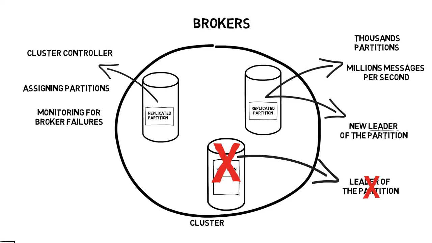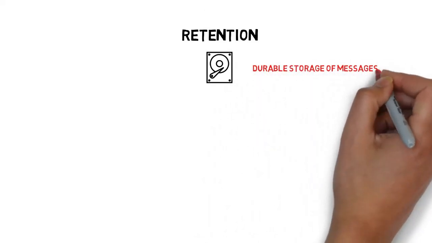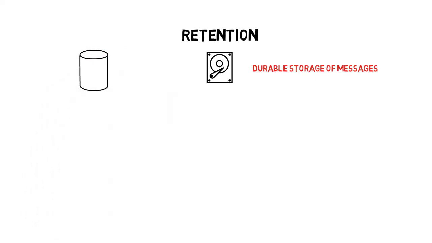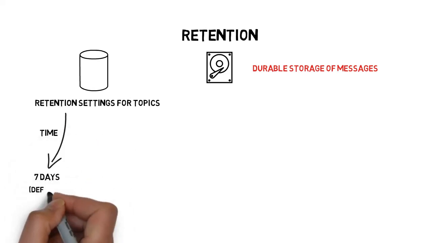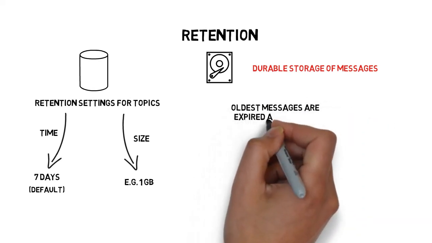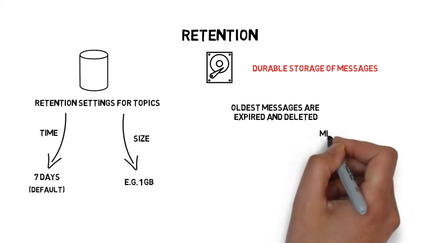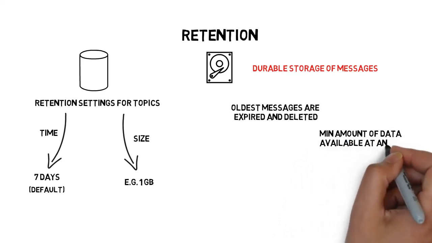One of the key features of Kafka is retention, which for some period of time provides durable storage of messages. Kafka brokers are configured with a default retention setting for topic, either retaining messages for some period of time, 7 days by default, or until the topic reaches a certain size in bytes, for example 1 GB. Once these limits are reached, the oldest messages are expired and deleted, so that the retention configuration is a minimum amount of data available at any time.